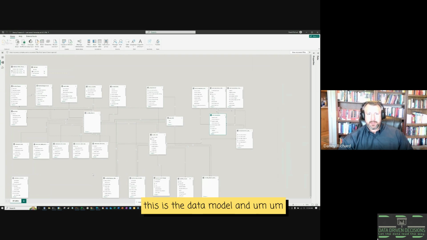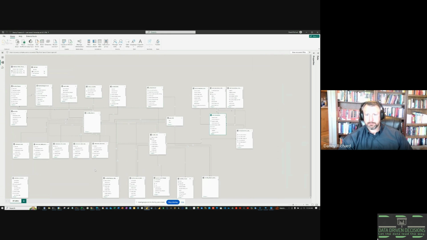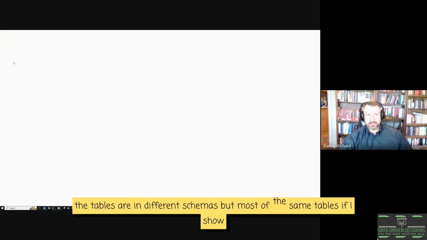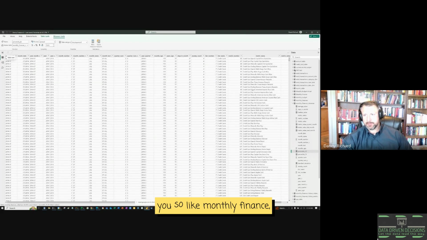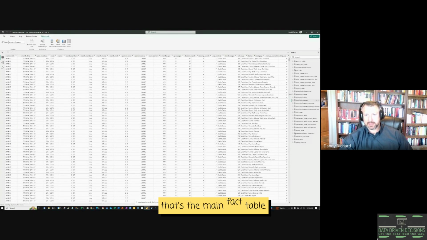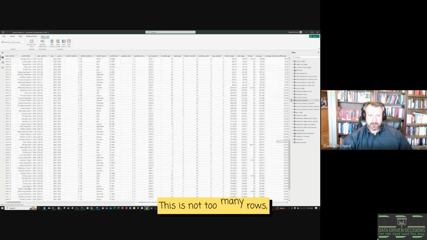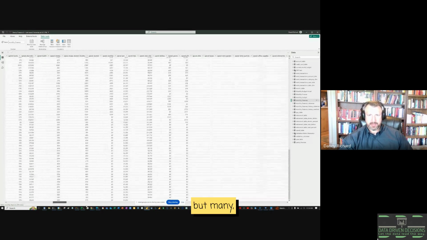But this is the data model, and the tables are in different schemas, but mostly the same tables. If I show you, monthly finance, that's the main fact table. That's really the root of the project. This is not too many rows, but many, many fields.